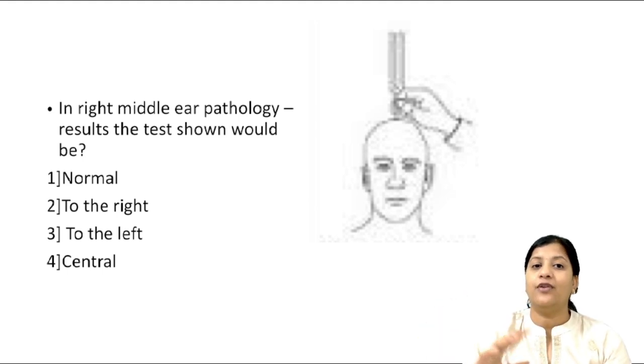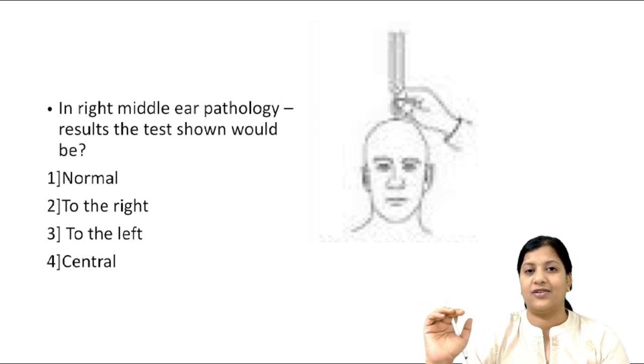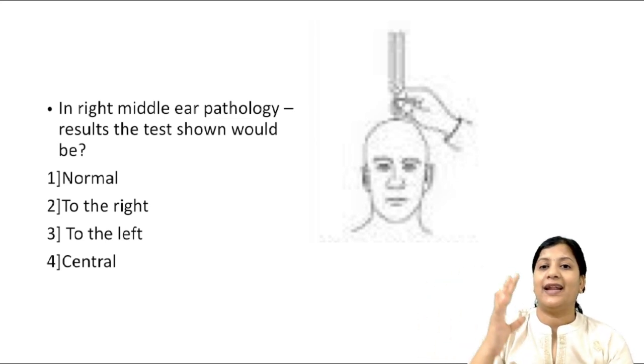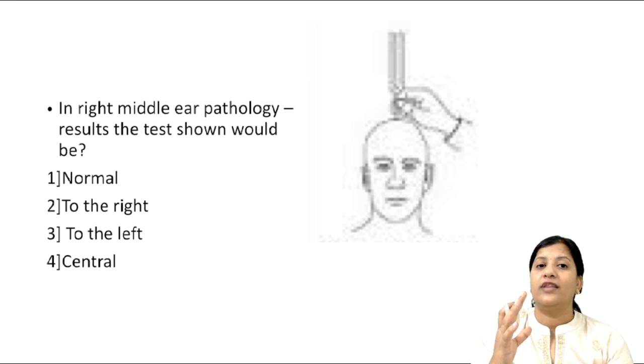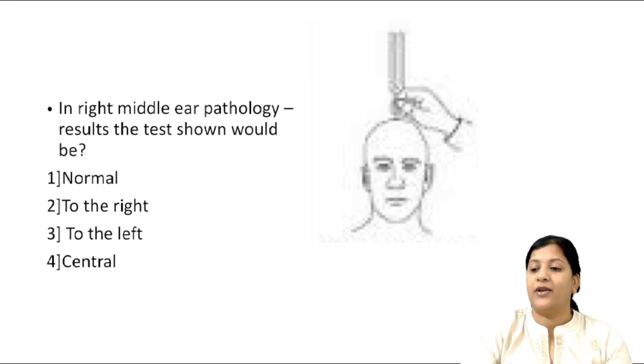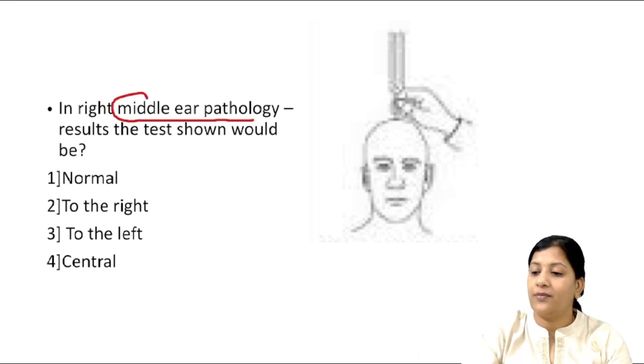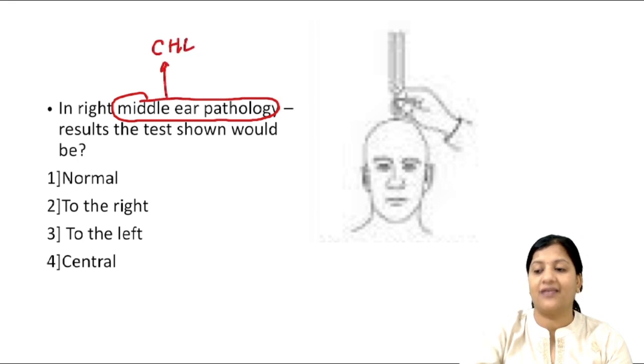Would it go to the right? Would it go to the left? Or would it be central? So right middle ear pathology, the sound will get lateralized to the diseased side. Why? Because whenever we are talking of a middle ear pathology, we are talking about conductive hearing loss.